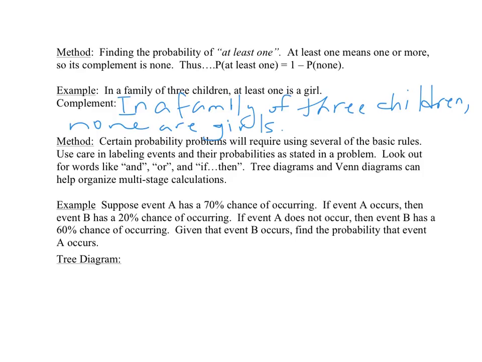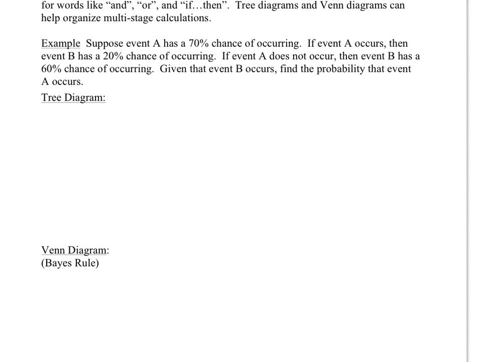Look out for words like "and," which are going to mean multiply, "or" will mean add, and "if," "then," or "given that" will signal you to use conditional probabilities. Tree diagrams and Venn diagrams can help you organize multi-stage calculations, and to demonstrate that, I have an example here with as little context as possible to try to show you the use of a tree diagram and a Venn diagram.